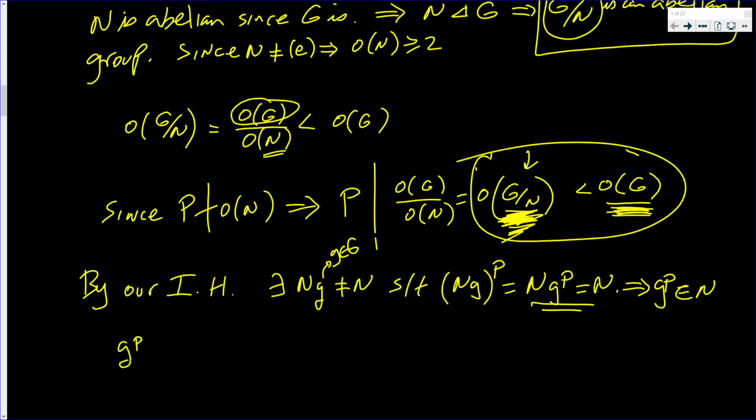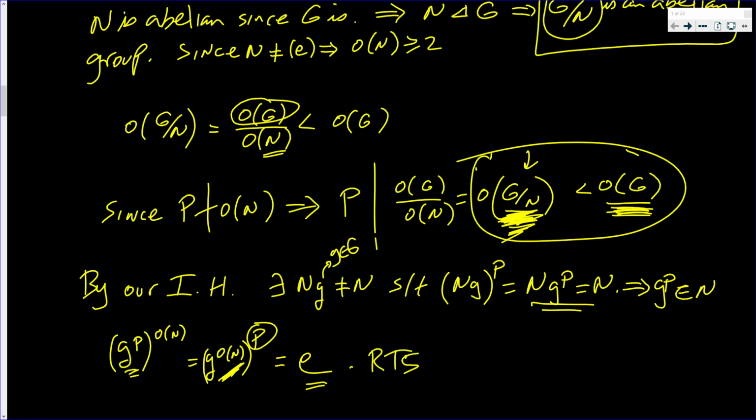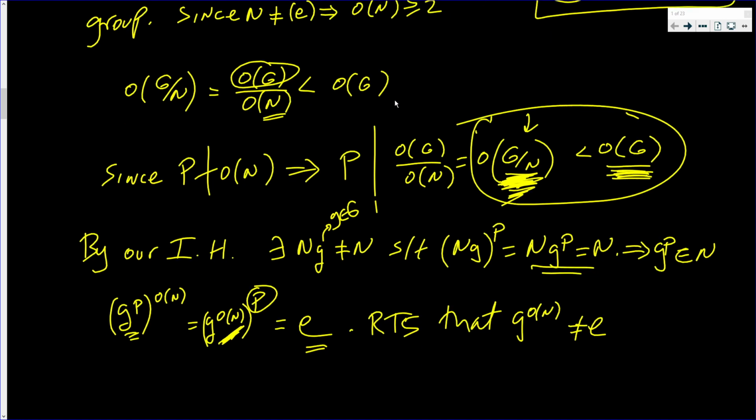That means, and it has a power of P. That means if I raise this element of N to the order of N power, I'm going to get back E. But I could write this a little bit differently. It's G to the order of N to the P. And this in here is in G. Whoa, wait a minute. I found an element in G that when I raise it to P, I get E. It's looking good. It remains to show that G to the order of N is not E. Once I establish that, we're done.